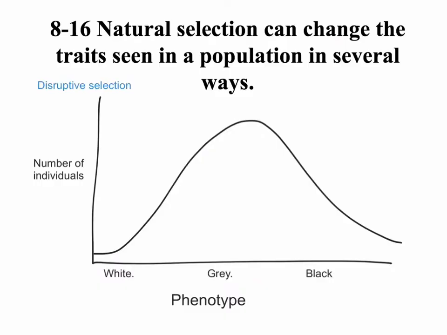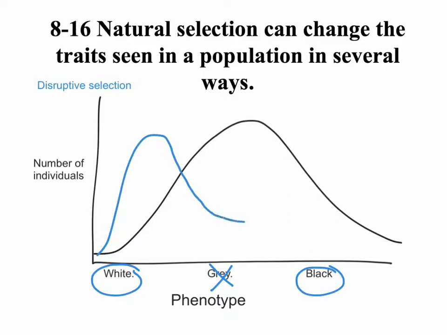The third pattern of natural selection is disruptive selection. This is when the middle phenotype is selected against and the two extreme phenotypes are selected for. This will cause the graph to become an M shape, where we have a lot of white mice, very few gray mice, and a lot of black mice in the population.